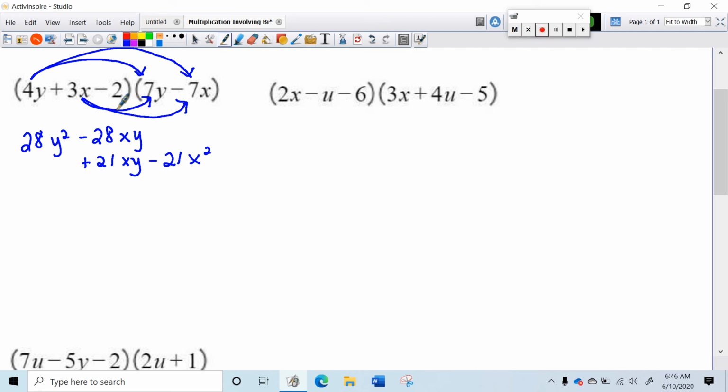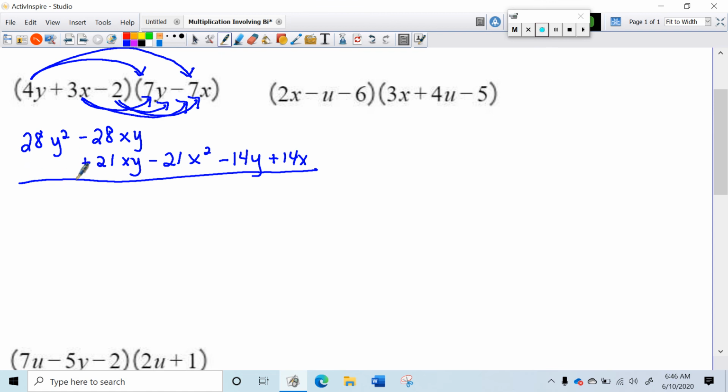Now you distribute the negative 2. Negative 2 times 7 is negative 14, and you've got a y, but we don't have a y column yet, so I'll just put it right here, negative 14y. Distribute to the negative 7x. Negative 2 times negative 7 is a positive 14, and we have an x. We don't have an x column, so I just write it at the end.